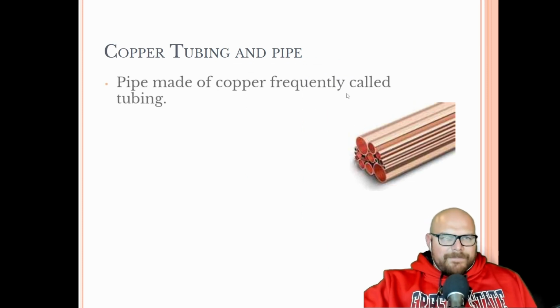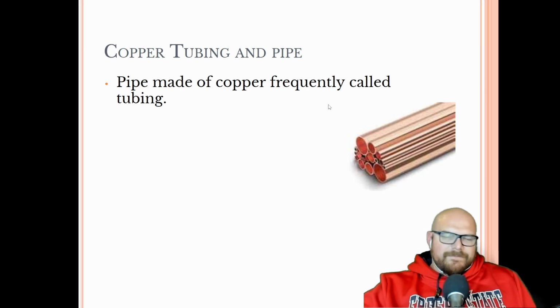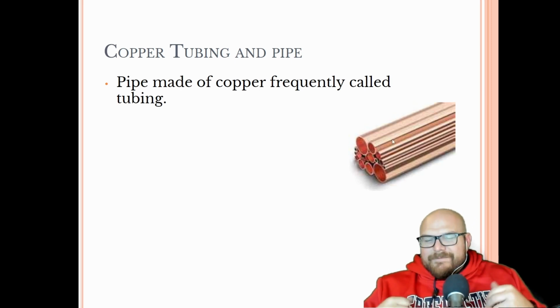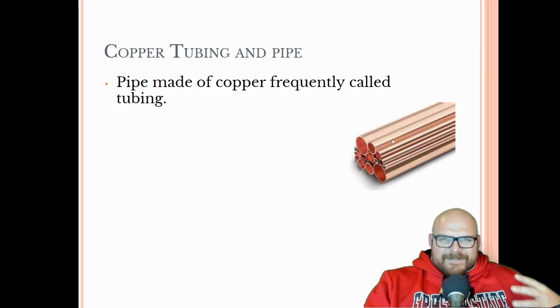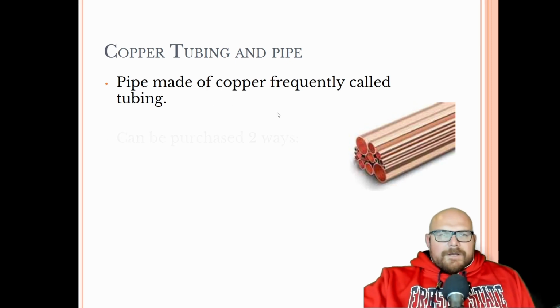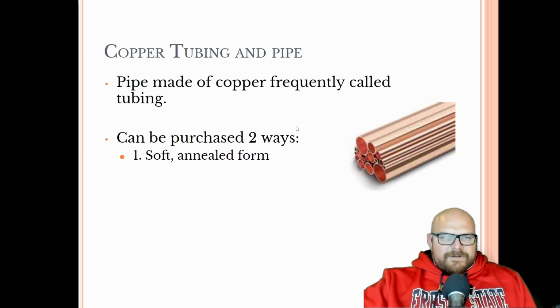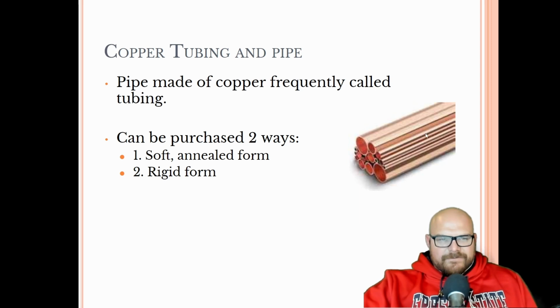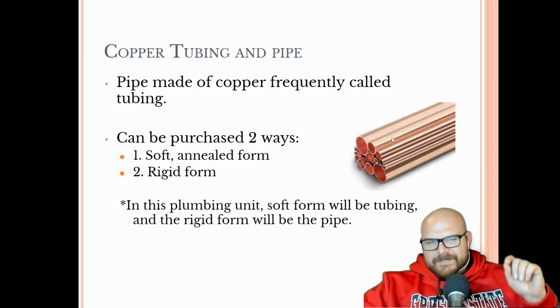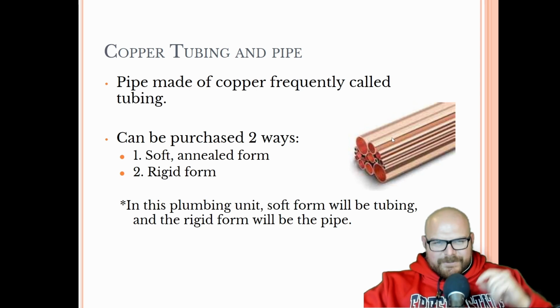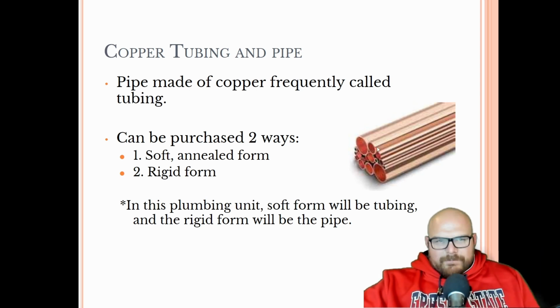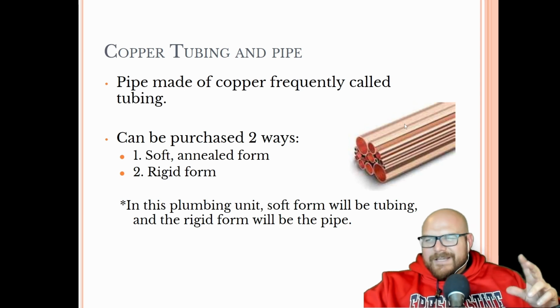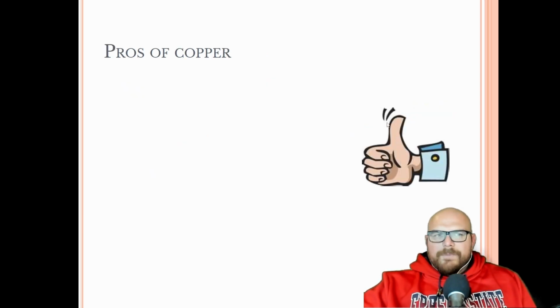Moving on to copper pipe and tubing, these things are really the same thing, although when we talk about tubing, we talk about it being flexible. When we talk about pipe, it's going to be stuff that is rigid. So we use those terms sometimes interchangeably. You can purchase this in two ways: that soft annealed form, which you can actually move, and then the rigid form, which is what you see on the right-hand side of the screen right here. Like we said, in this unit, the soft form is tubing, the rigid form is pipe. That's just what we're identifying, but those terms can be used interchangeably on copper pipe.